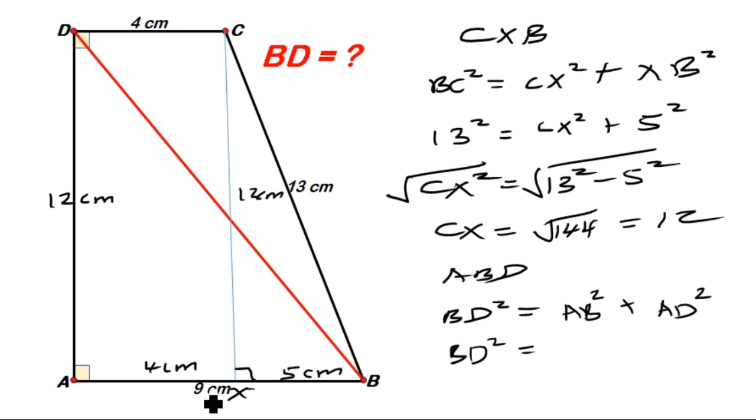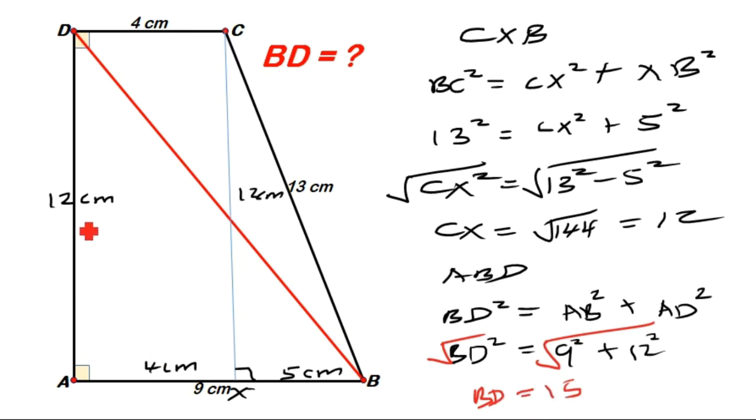So there we have BD squared. From A to B we were given to be 9. So that is 9 squared plus from A to D is 12, 12 squared. So for you to get BD, you simply look for the square root on both sides of the equation. So there you'll get BD is the square root of 9 squared plus 12 squared. 9 squared is 81, 12 squared is 144. 81 plus 144 is 225. Square root of 225 is 15.